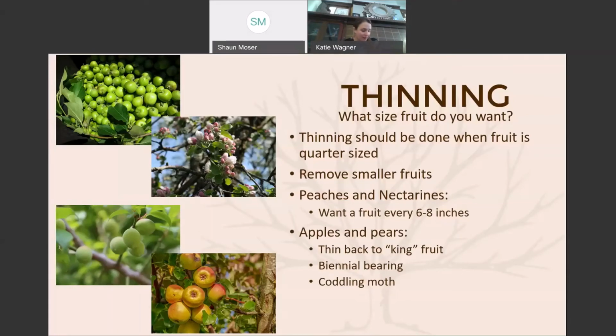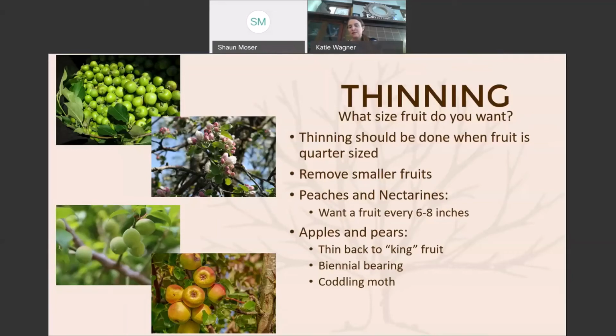However, a more user-friendly thing to remember is that for apples and pears, you want to leave one fruit for every about 3 fruiting spurs. That is about right. So you're thinning back everything else. Again, when should I thin this fruit? When it is quarter sized or less.